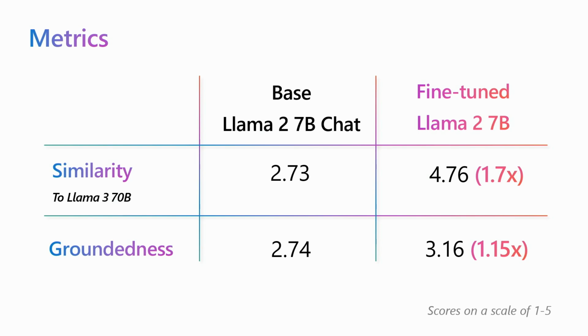And in the case of similarity, we are doing extremely good. And by the way, we used a data set of 18,000 data points, tuples of questions, answers, and COT. And with that amount of data, we got similarity of 4.76, which is an improvement of 1.7 times from the baseline Llama 27B chat model, to compare apples to apples.